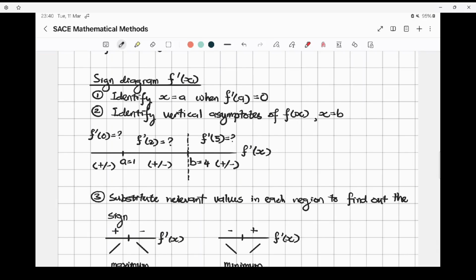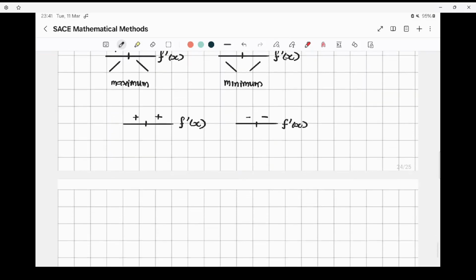So just now I mentioned that you need to label and identify all the x equals a when your f prime of a equals 0. So when I do this particular labeling, this kind of sign diagram will be the sign diagram for stationary point of inflection.